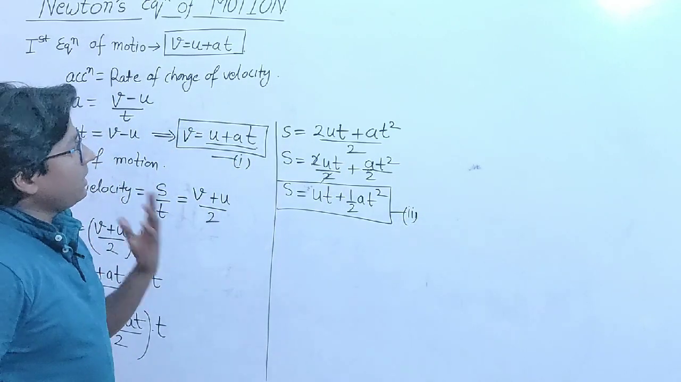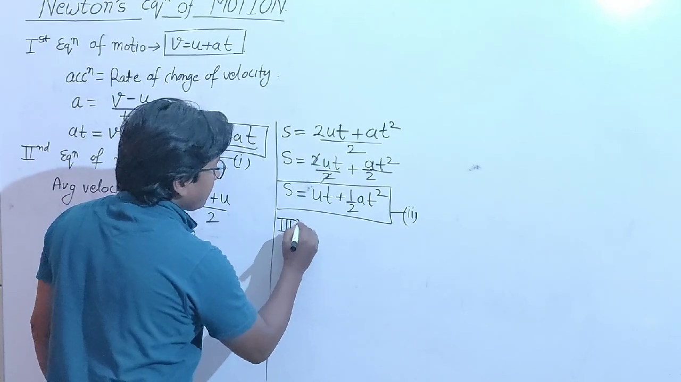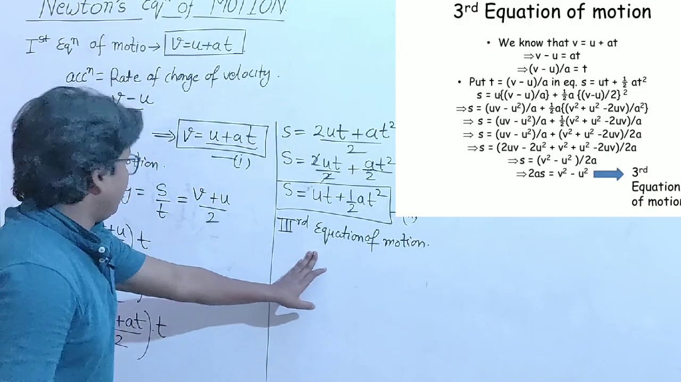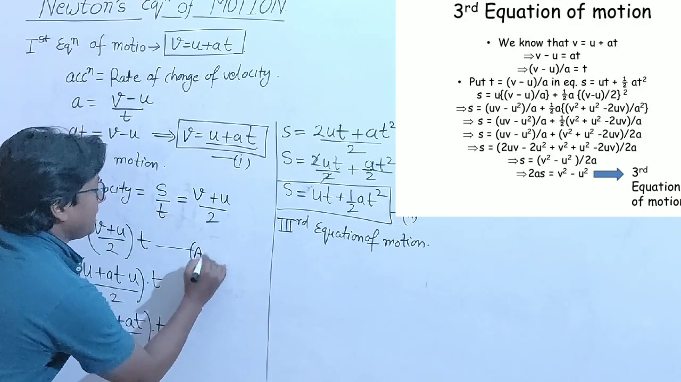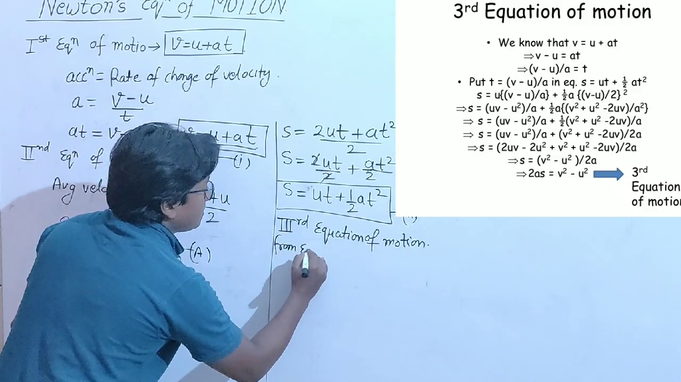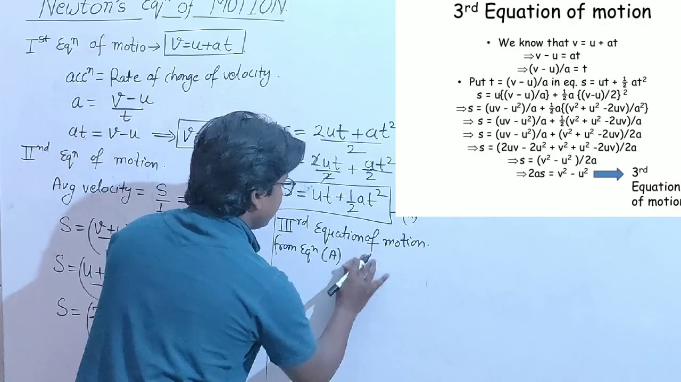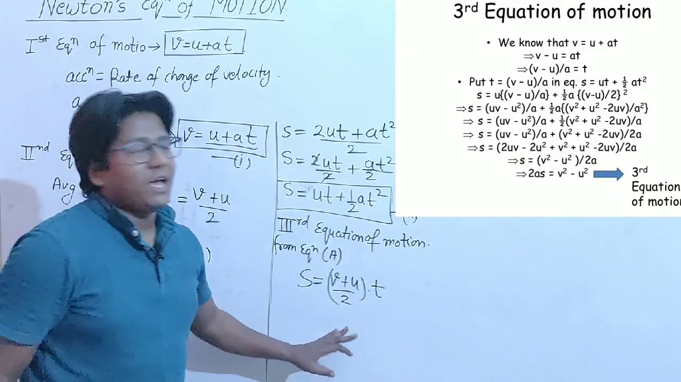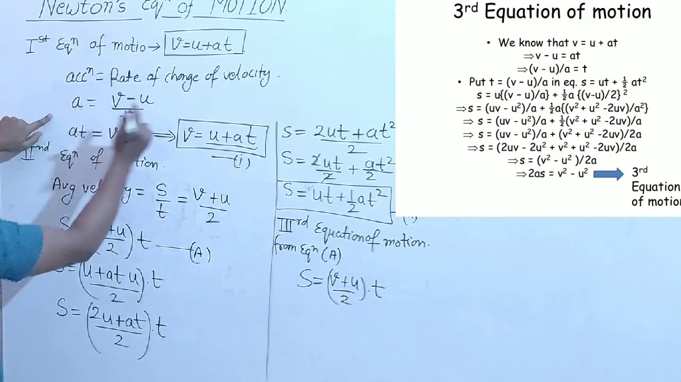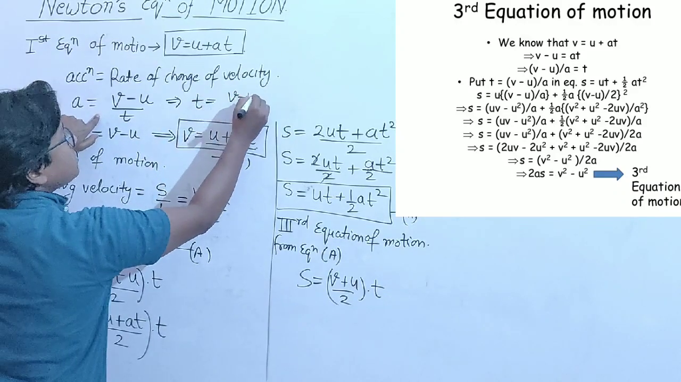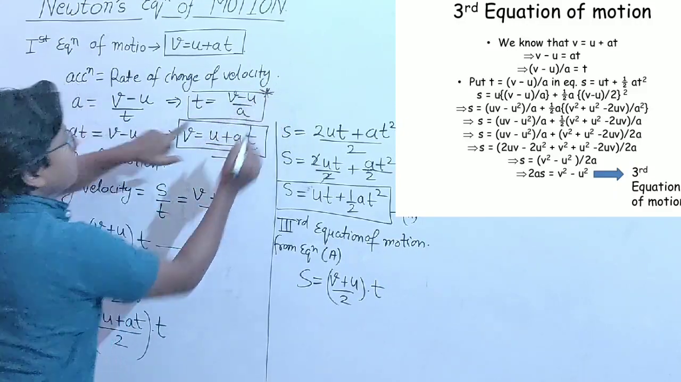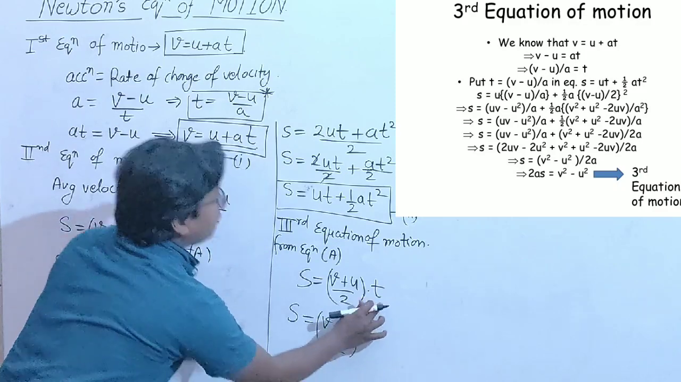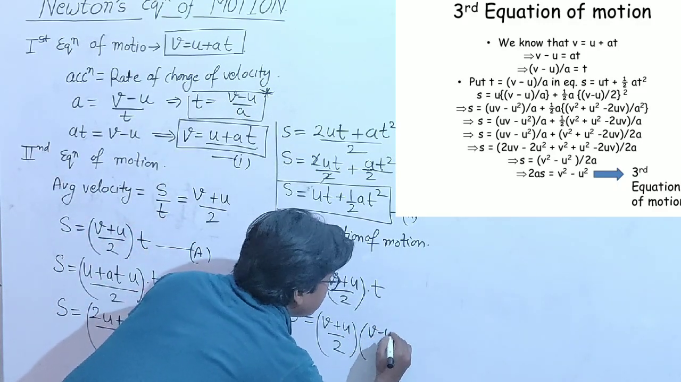Now it's time for the third equation of motion. Dear students, we will use this equation, which we call equation A. From equation A, S will be (V plus U) by 2 into T. One thing we have to utilize is the value of T. T will be (V minus U) upon A. So we will use this value of T here: S equals (V plus U) by 2 times (V minus U) by A.